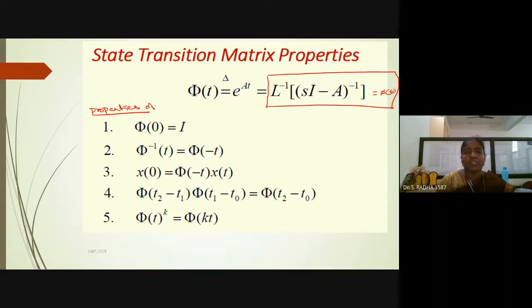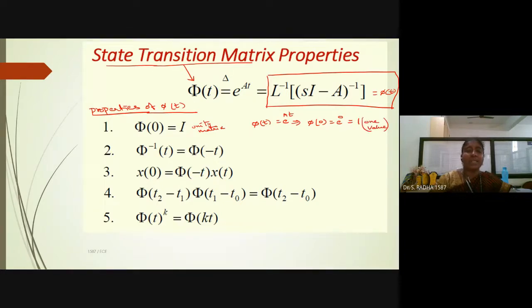Now the properties of phi of t. Phi of t is the state transition matrix. Now phi of 0 equal to I. Why? Phi of t equal to e power at. Now you substitute wherever t is there with 0, e power 0 equal to 1. So 1 or I. I means unity matrix. 1 is the absolute value, a single value, and I is the matrix form of 1.